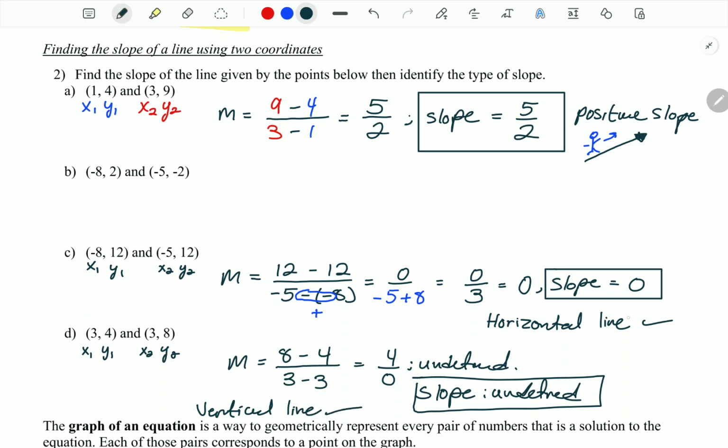So you see, when the slope is 0, we have a horizontal line. When the slope is undefined, we have a vertical line. When the slope is positive, we're going up. So for letter B, do you have any idea what the slope may be? If you said negative, you are correct. This will be a negative slope.